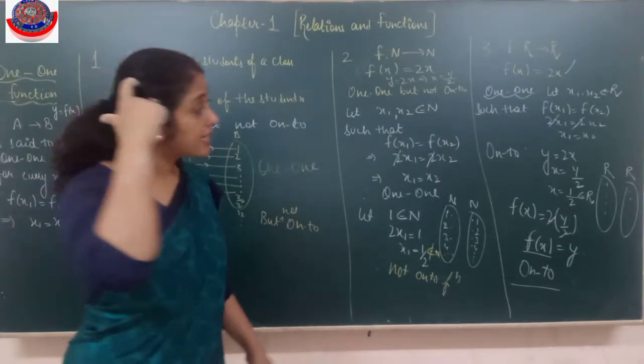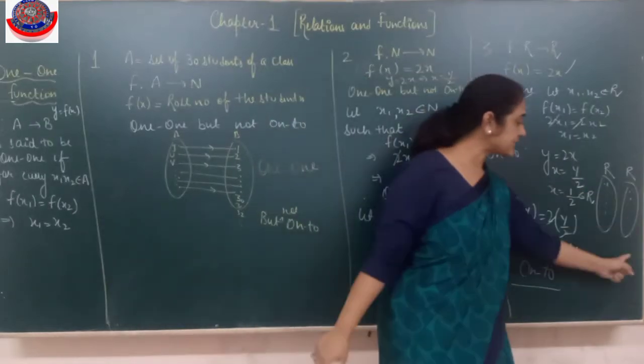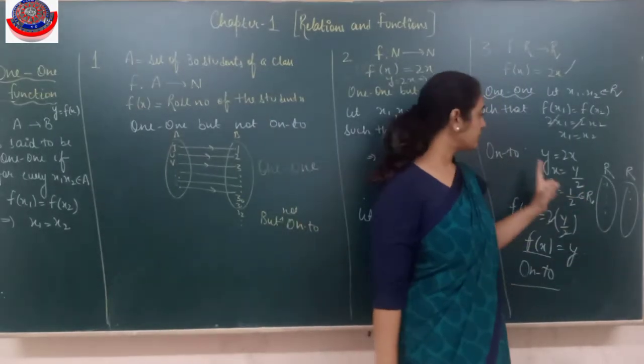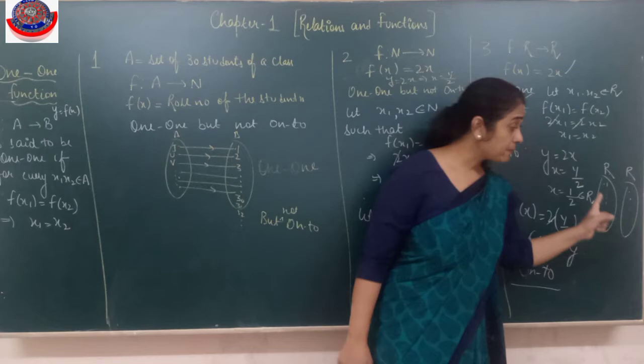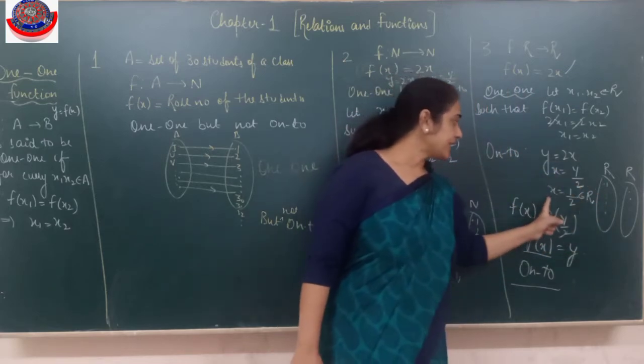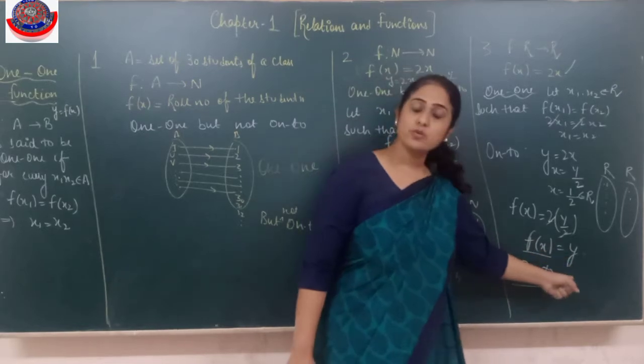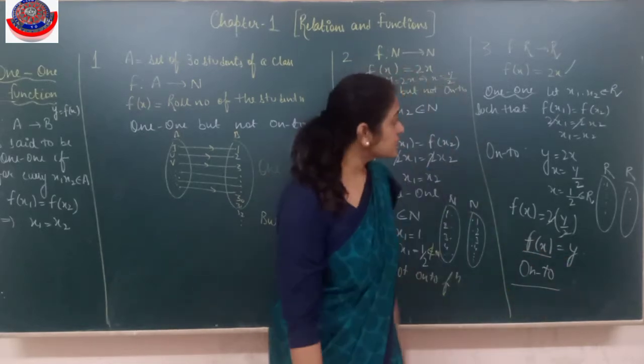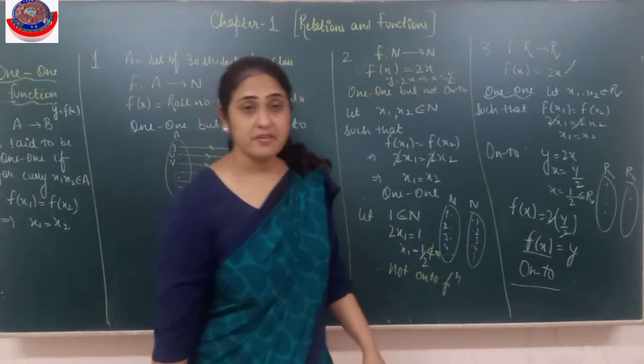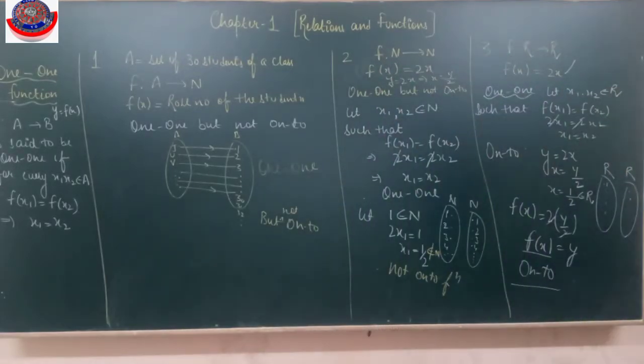For onto, what do we have to check? That for every element of the second set there is one pre-image available. So assume the function is equal to y. Find x in terms of y. Put the value of x in the function. If it comes equal to y, then we say it is an onto function. Otherwise, it is not an onto function. See, girls, you have to practice a little because otherwise you will get confused. When we do more questions, it will be clearer to you all.